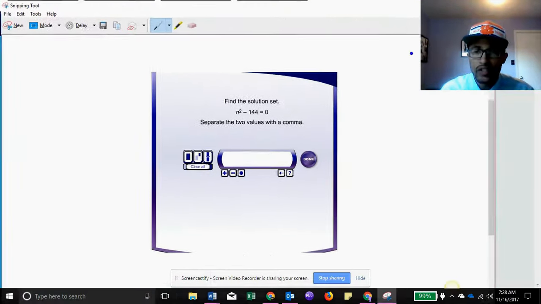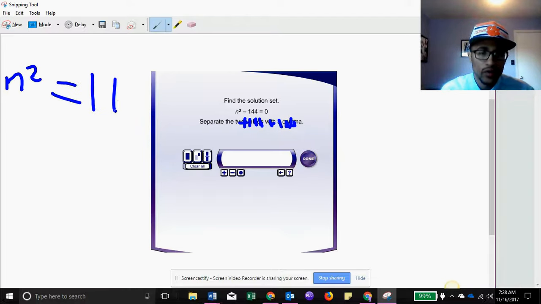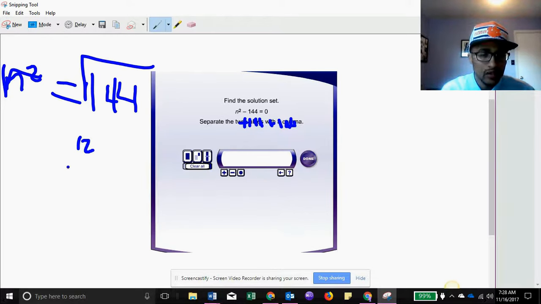So here, the only difference is that you have to move this negative over to the other side so that you can get n squared by itself. How do you move negative 144 to the other side? Well, I can add 144 to both sides of the equation. So here I get n squared equals 144. Again, how do you get rid of this square? Square root it. The square root of 144 is 12. But that's not the only answer. Also negative 12. So 12 comma negative 12 is your solution set for this one.